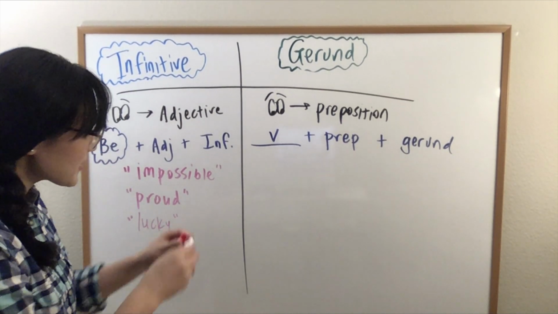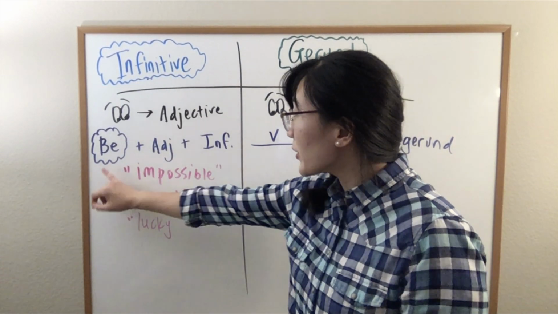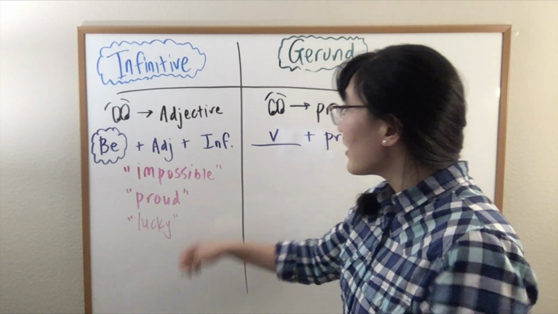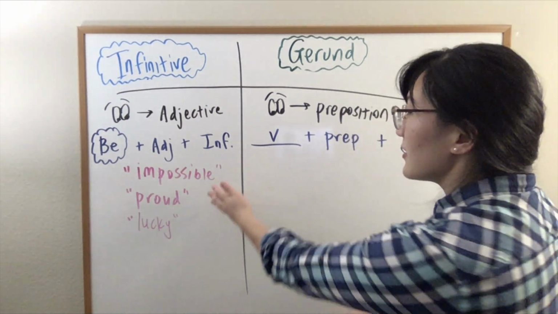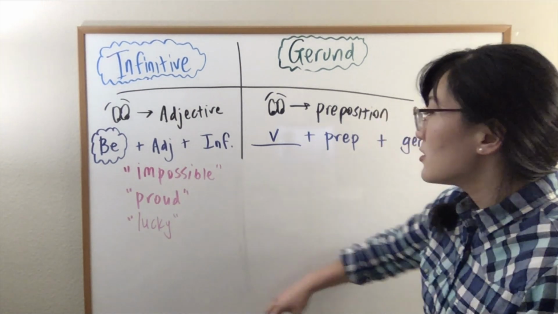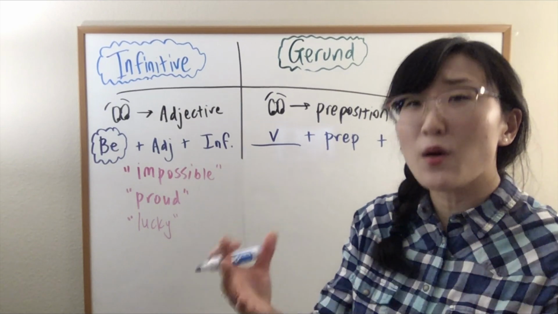So only focusing on this side first, let's make some sentences. We're going to use the be verb, an adjective, and then the infinitive. What is that going to look like? Well, let's write some sentences here for now. Let's say we're taking a test, and the test is so difficult.